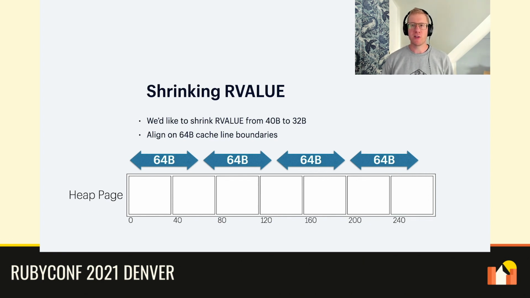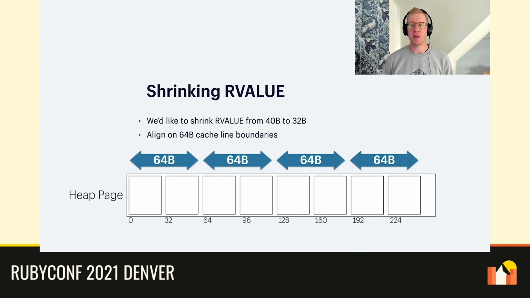If the slot size was shrunk to 32 bytes, all the slots become aligned on cache lines, and reading a slot never requires more than one cache lookup. This isn't something we can do right now, as too many objects are still using all 40 bytes of the RVALUE, so they'd end up being allocated into a 64-byte slot or larger, and then wasting 24 bytes or more.